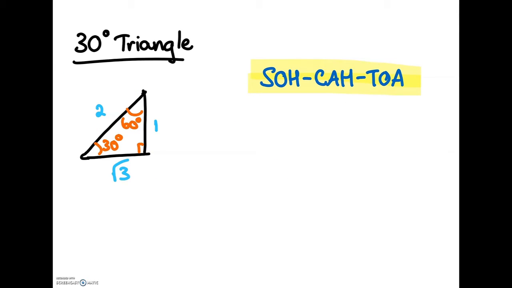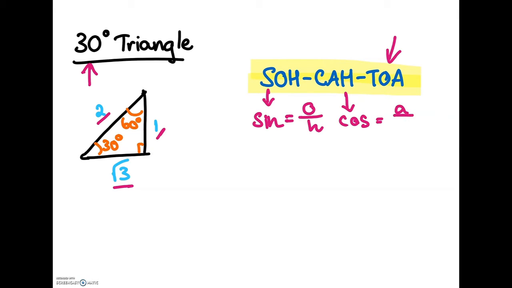Okay, so what we're going to do now is figure out the sine, cosine, and tangent values for our 30 degree triangle. So this is our first one. If you see here on the left, we have our 30 degree triangle with side lengths of root 3, 1, and 2. And over here, I've written down SOHCAHTOA on the right. If you don't know what SOHCAHTOA is, all it stands for is sine is equal to opposite over hypotenuse, cosine is equal to adjacent over hypotenuse, and tangent is equal to the opposite over adjacent. If you don't understand this, make sure you go check out my other video on sine, cosine, and tangent.